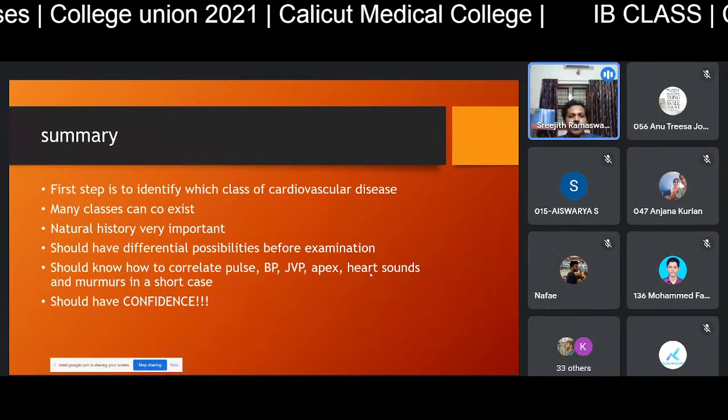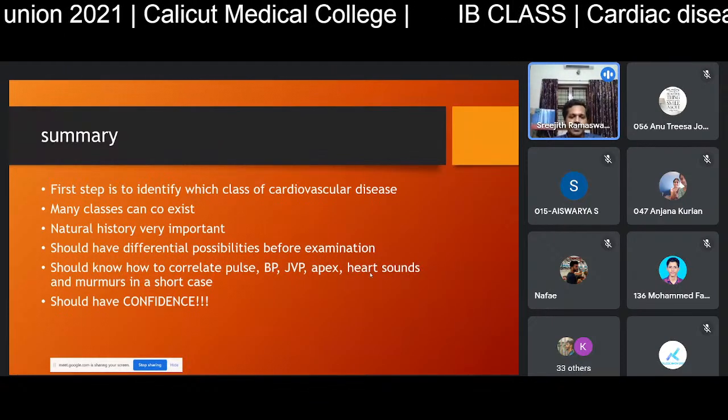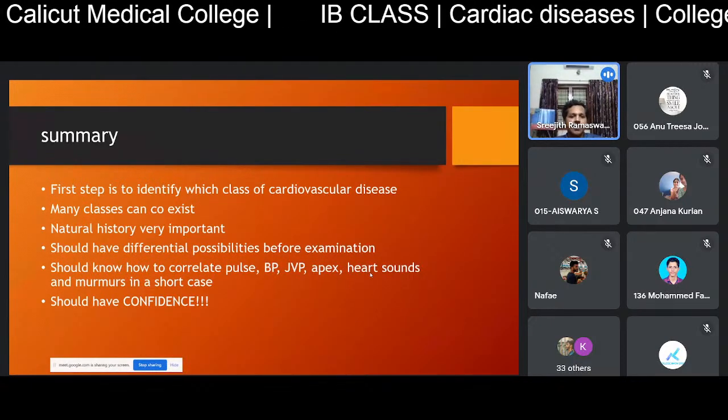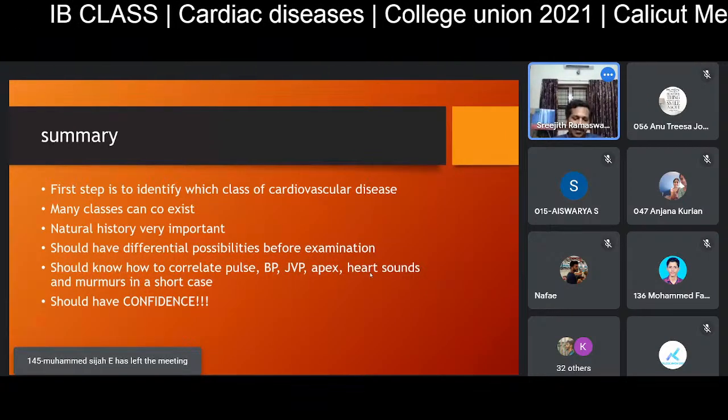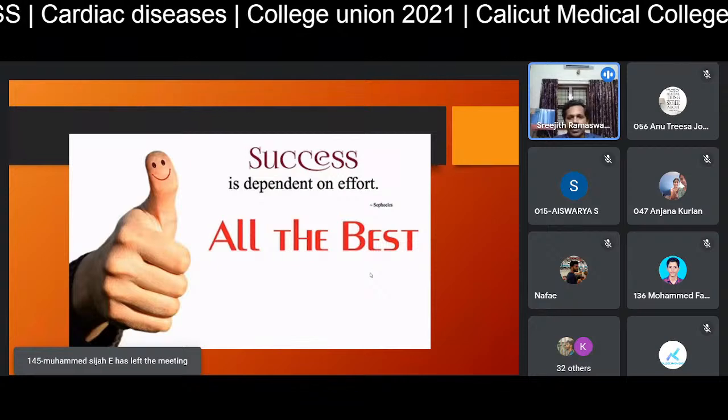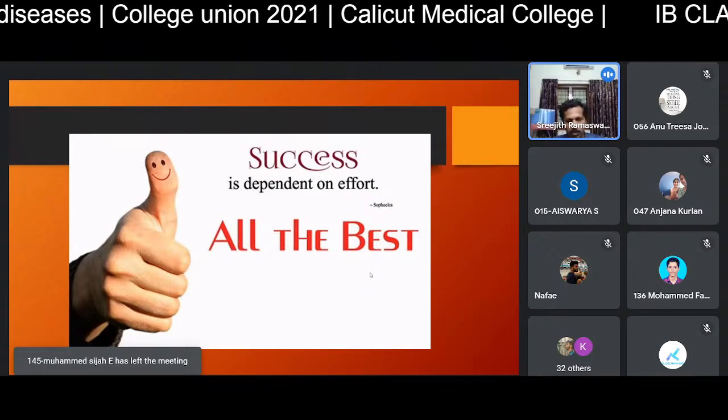Okay, and you should have the confidence to face the exam. If you thoroughly study this topic properly, it will be easy for you in the exam. So hope you have understood, and thank you for listening, and all the best to you.